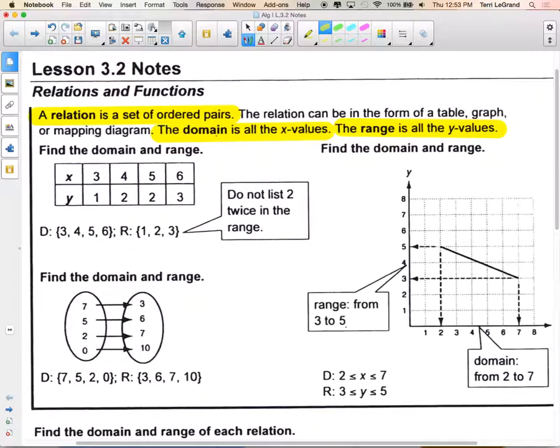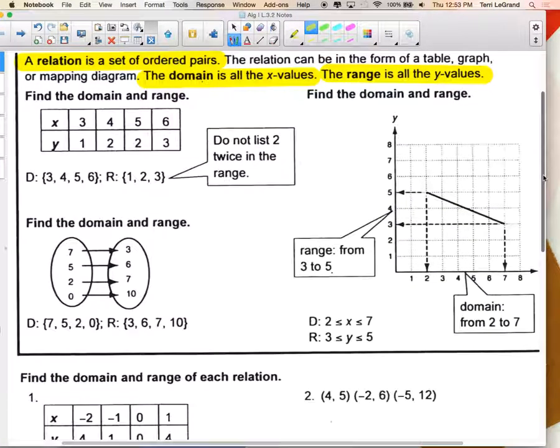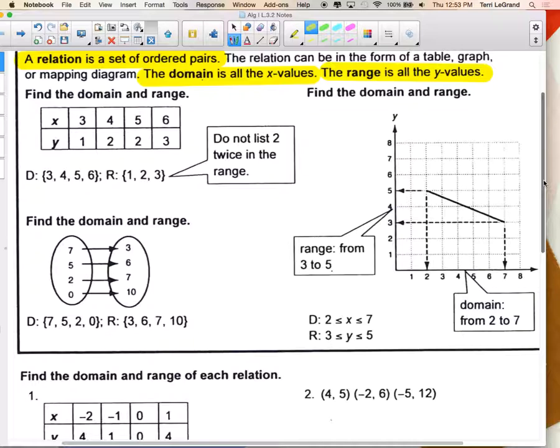Okay, so find the domain and range. Here we have a table. How many ordered pairs are being represented in that table? 4. There's 4 of them. We have ordered pair 3, 1. The ordered pairs could be written like this: 3, 1, 4, 2, 5, 2, 6, 3.